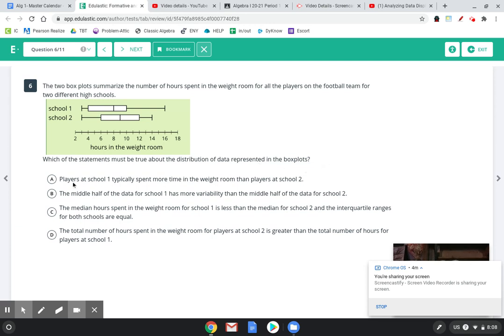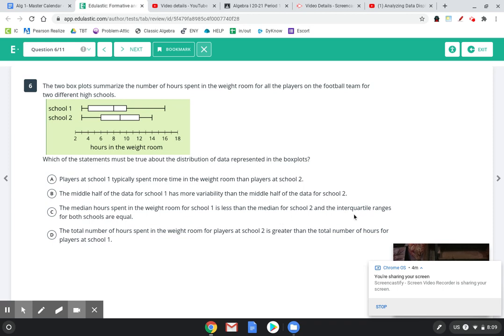A, players at school 1 typically spend more time in the weight room than players at school 2. Is that true or false? Not true or false. Is that what we can claim? B, the middle half of the data for school 1 has more variability than the middle half of school 2. Okay, something to consider.